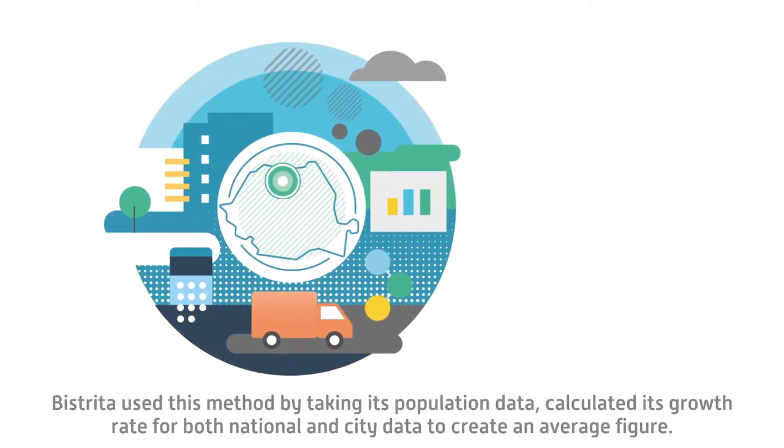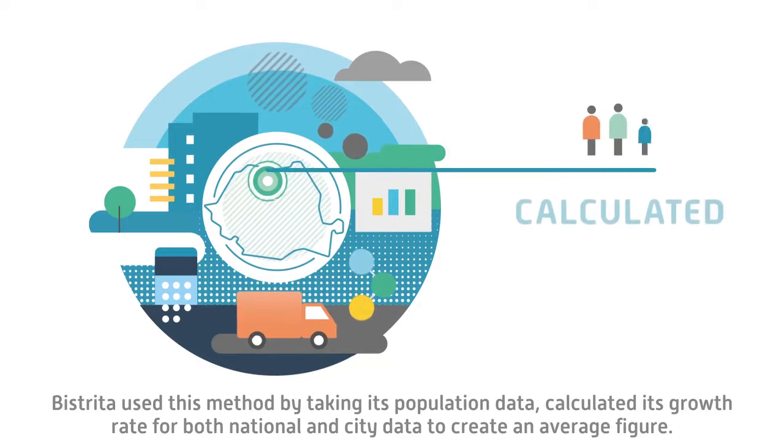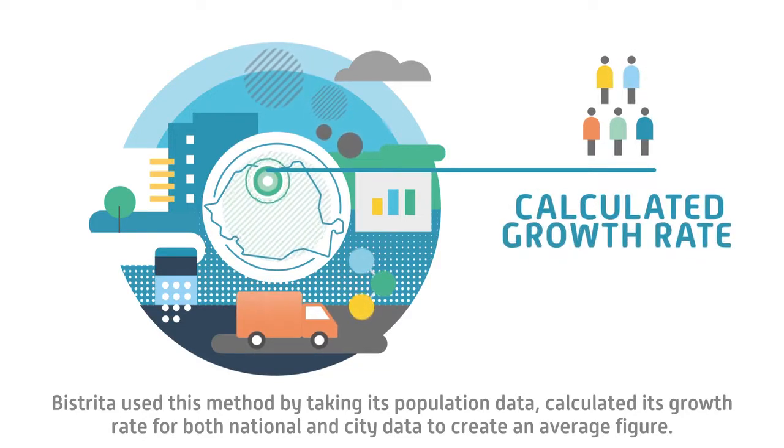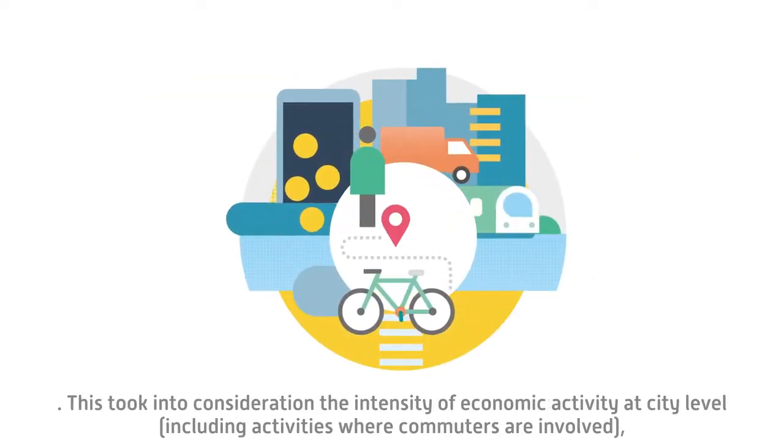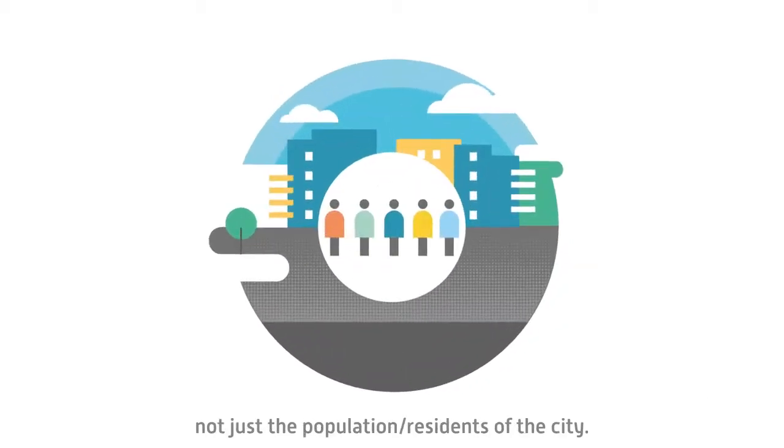Bistrița used this method by taking its population data, calculated its growth rate for both national and city data to create an average figure. This took into consideration the intensity of economic activity at city level, including activities where commuters are involved, not just the population or residents of the city.